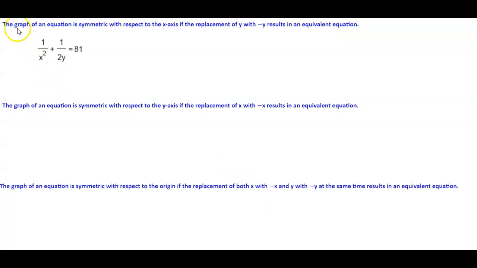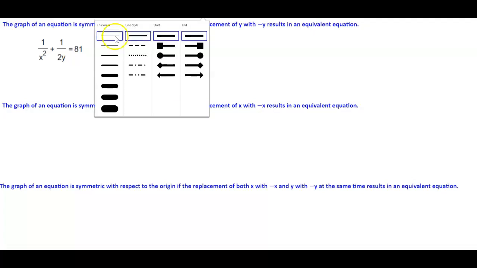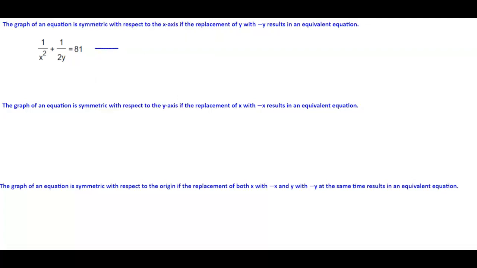Now, the graph of an equation is symmetric with respect to the x-axis if the replacement of y with negative y results in an equivalent equation. So the first thing we're going to do is replace y with negative y. Let's do that.